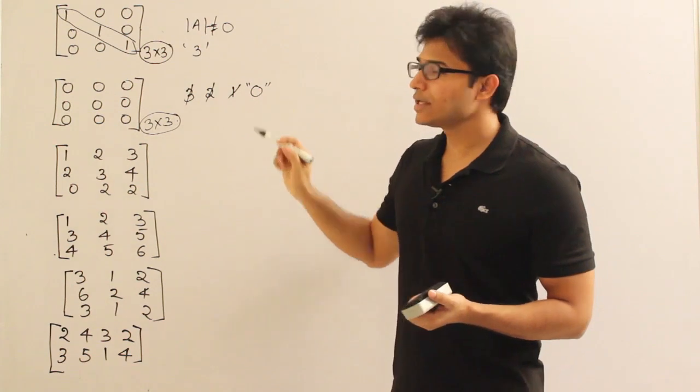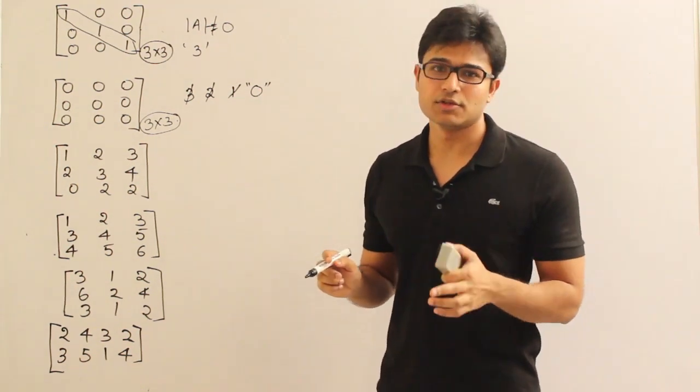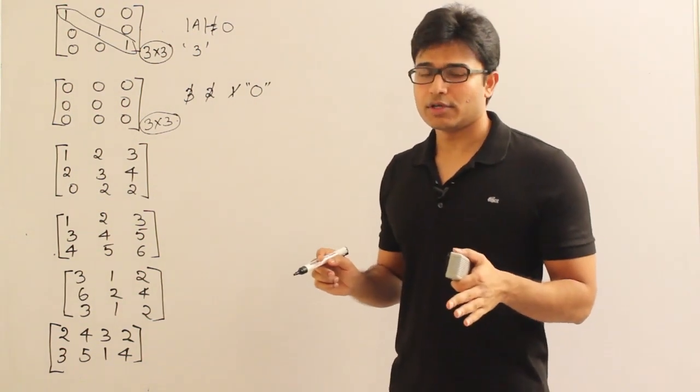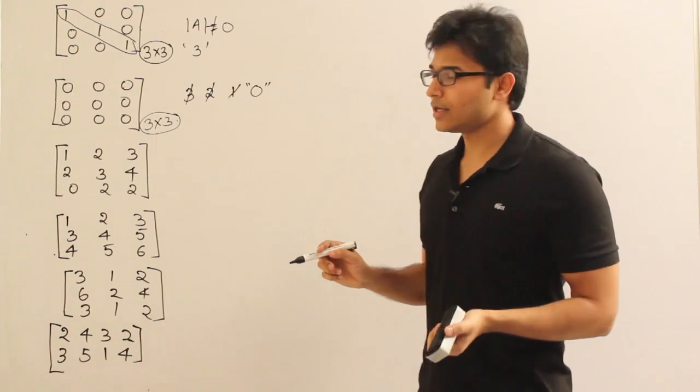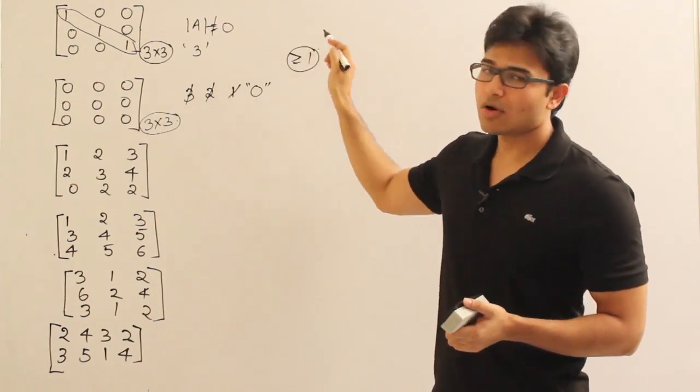Remember this, only the null matrix is the matrix for which the rank is always going to be 0. No other matrix will have a rank equal to 0. If a matrix is non-null, its rank is always going to be greater than or equal to 1, always.